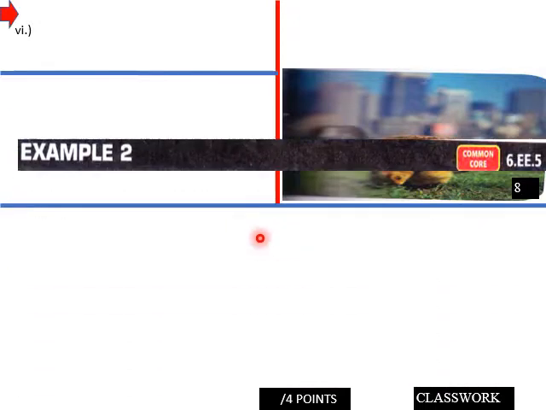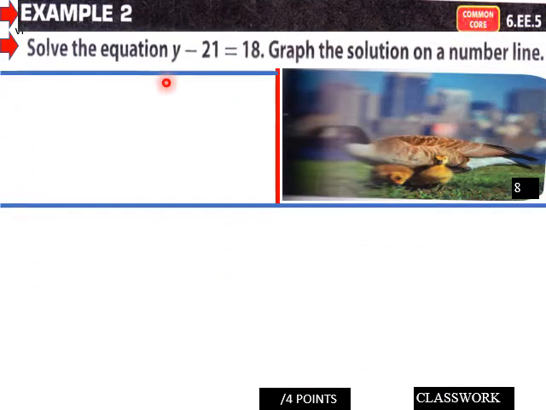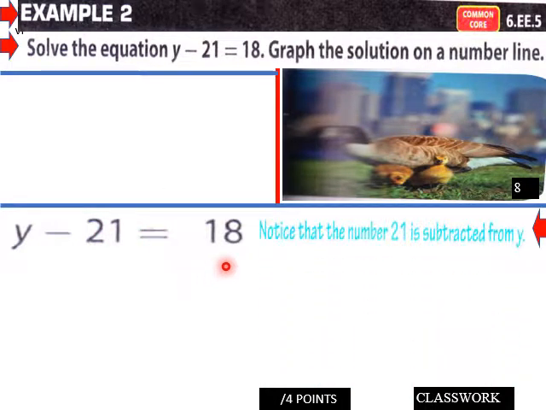So we're going to try that now. Example 2: solve the equation y minus 21 equals 18. Graph the solution on a number line. So y minus 21 equals 18. Notice that the number 21 is subtracted. So this is a negative 21 here. Y minus 21 is the same thing as y and a negative 21 equals 18.